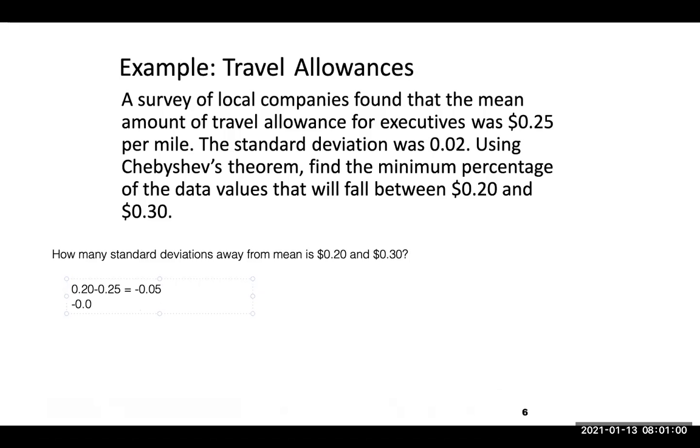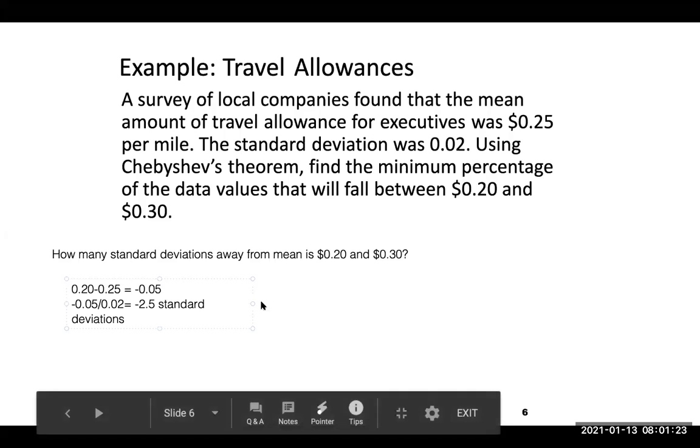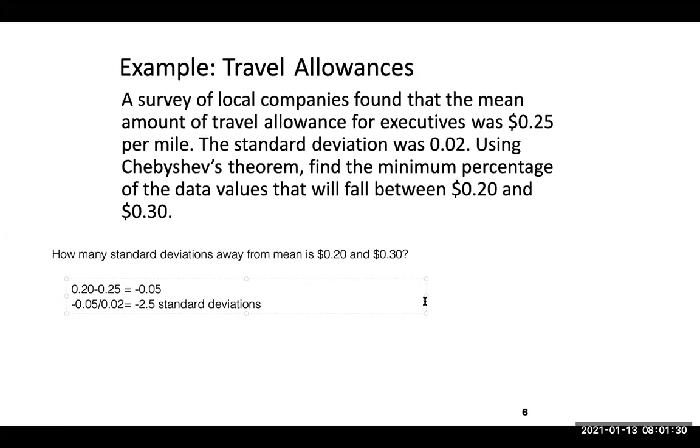Yes, it is. Then if you divide that difference by the standard deviation, you'll see that this was technically like 2.5 units below, 2.5 standard deviations. So the low end is 2.5 standard deviations below the mean.